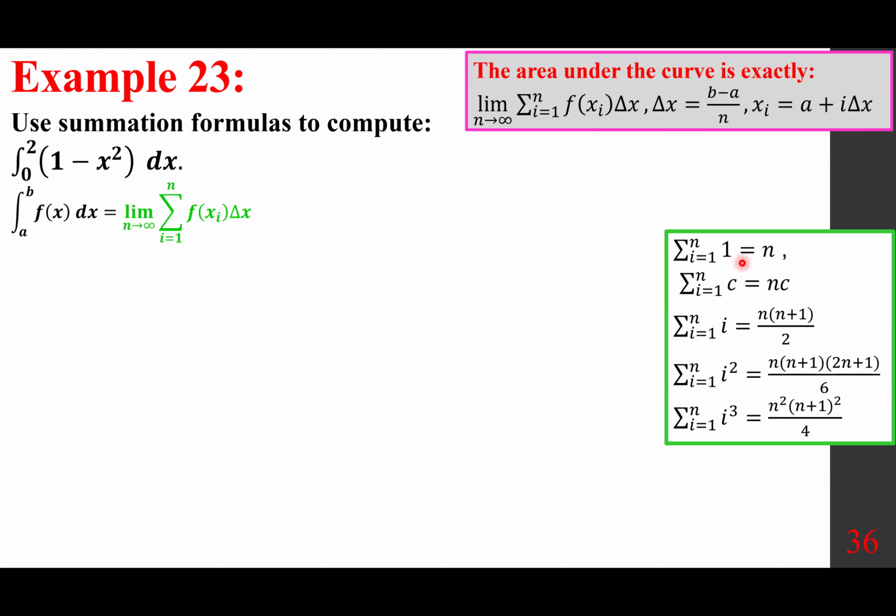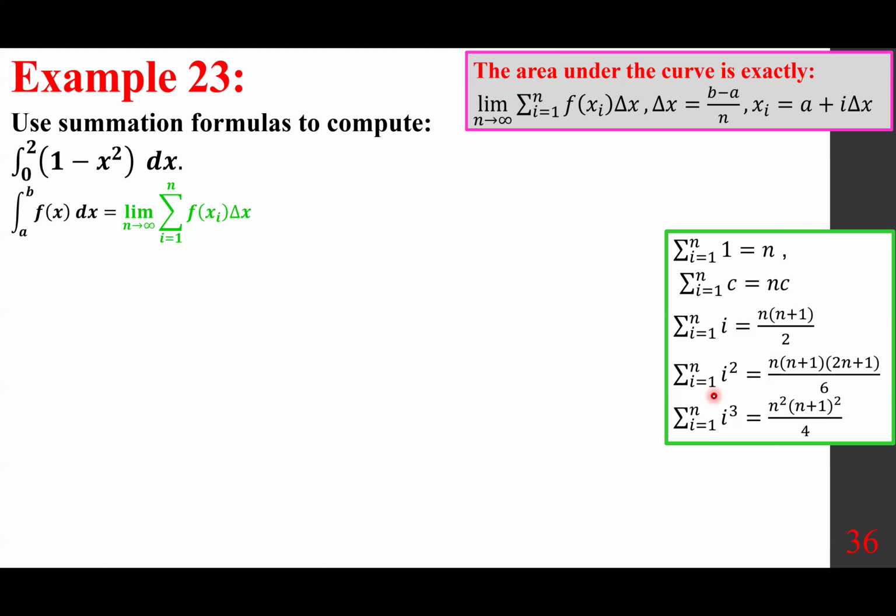The summation of 1 is n if i goes from 1 to n. The summation of c, a constant, is nc if i goes from 1 to n. The summation of i is n times n plus 1 over 2. The summation of i squared is n times n plus 1 times 2n plus 1 over 6. And the summation of i cubed is in essence the square of that, n squared times n plus 1 squared over 4. And we're going to use that.